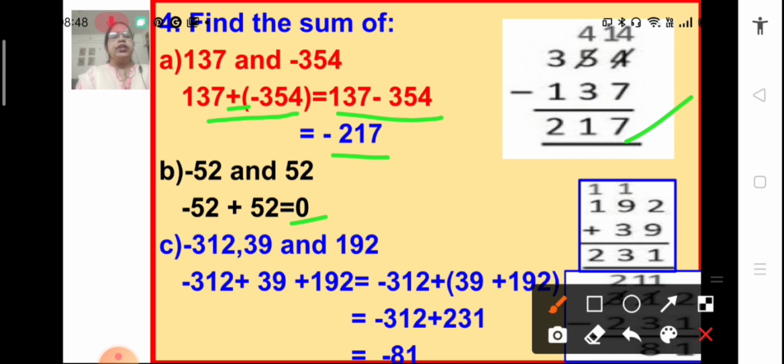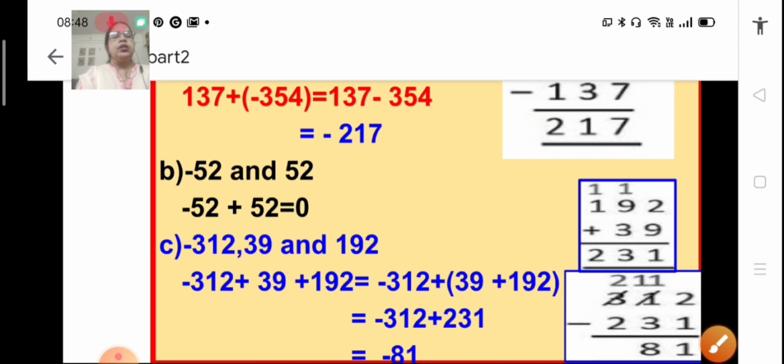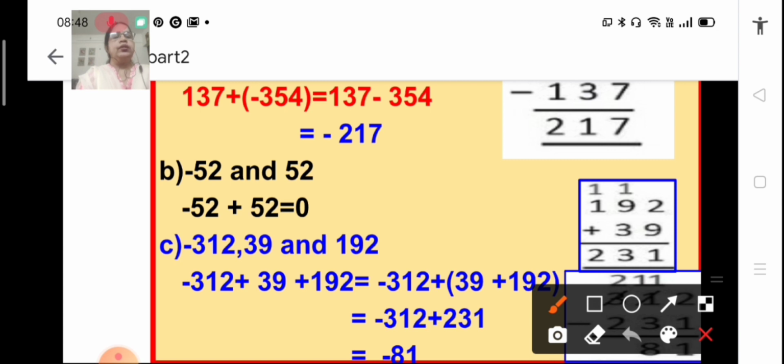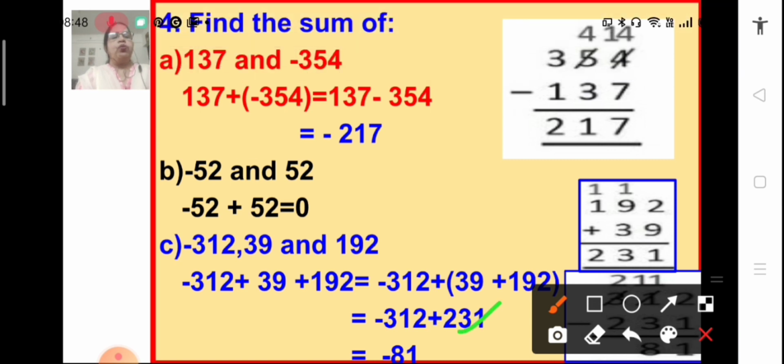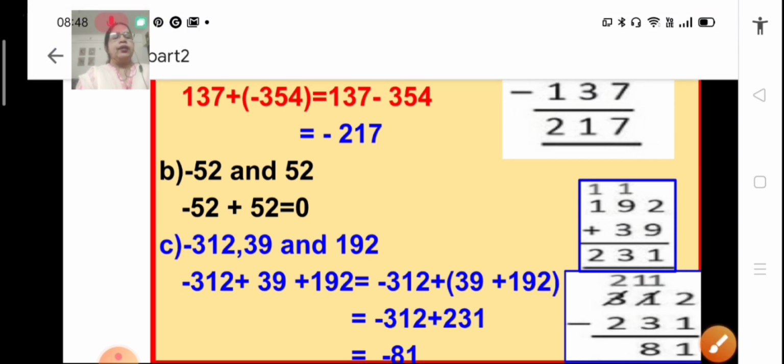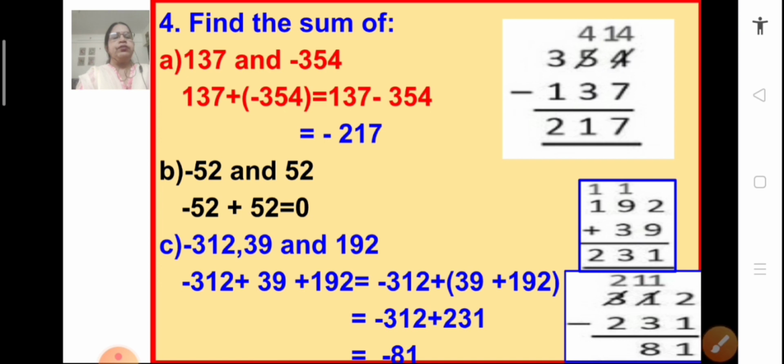C, negative 312, 39 and 192. So we have these three integers. First we will add the positive integers, and what do we get? We get 231. Now we have one negative integer and one positive integer. We subtract, and what do we get? We get 81, and the sign of the bigger integer is negative, so it becomes negative 81.